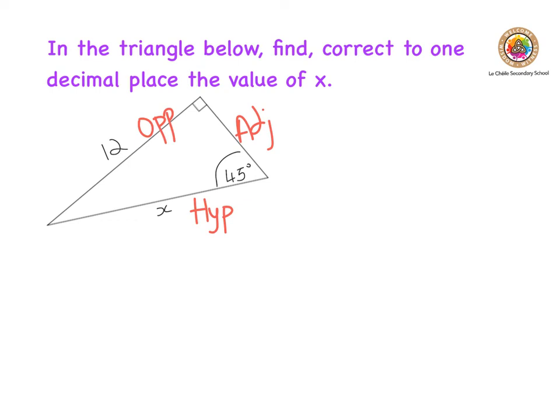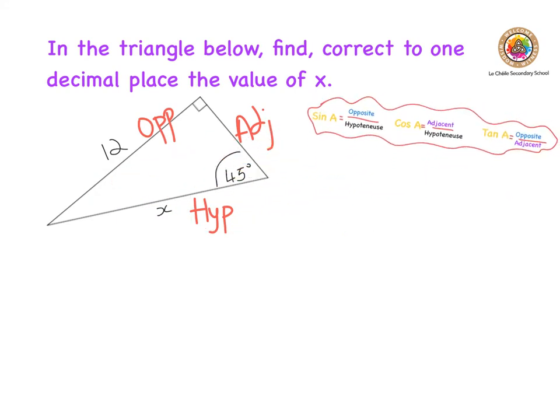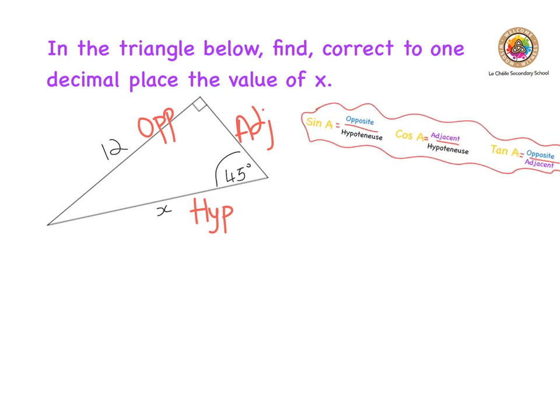Okay, and solving there, again I'm going to write out what my sine, cos and tan are. So I know that sine is opposite over hypotenuse, adjacent over hypotenuse for the cosine of the angle, and tan is opposite over adjacent. Looking here, I want to find the hypotenuse, and I have the opposite. So I'm going to say that the sine of 45 degrees is equal to the opposite, 12, divided by the hypotenuse, which is x.